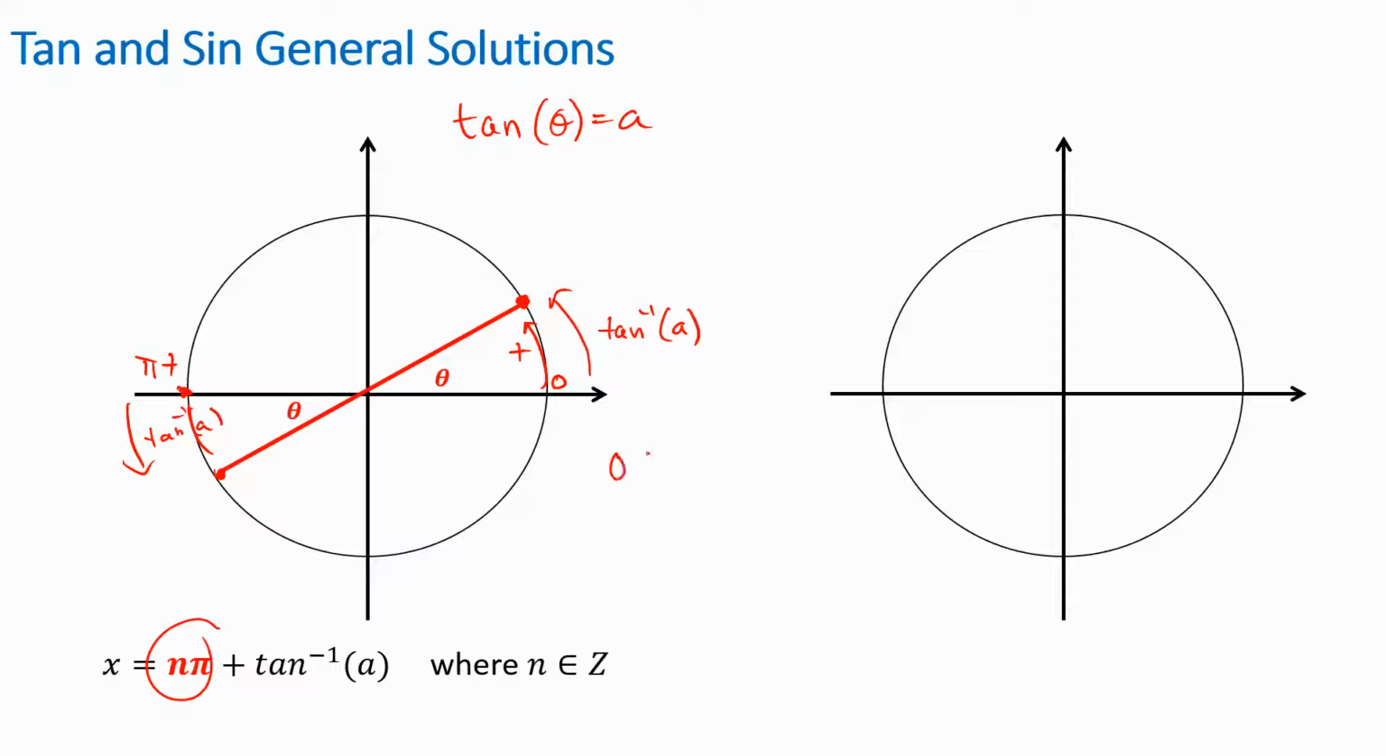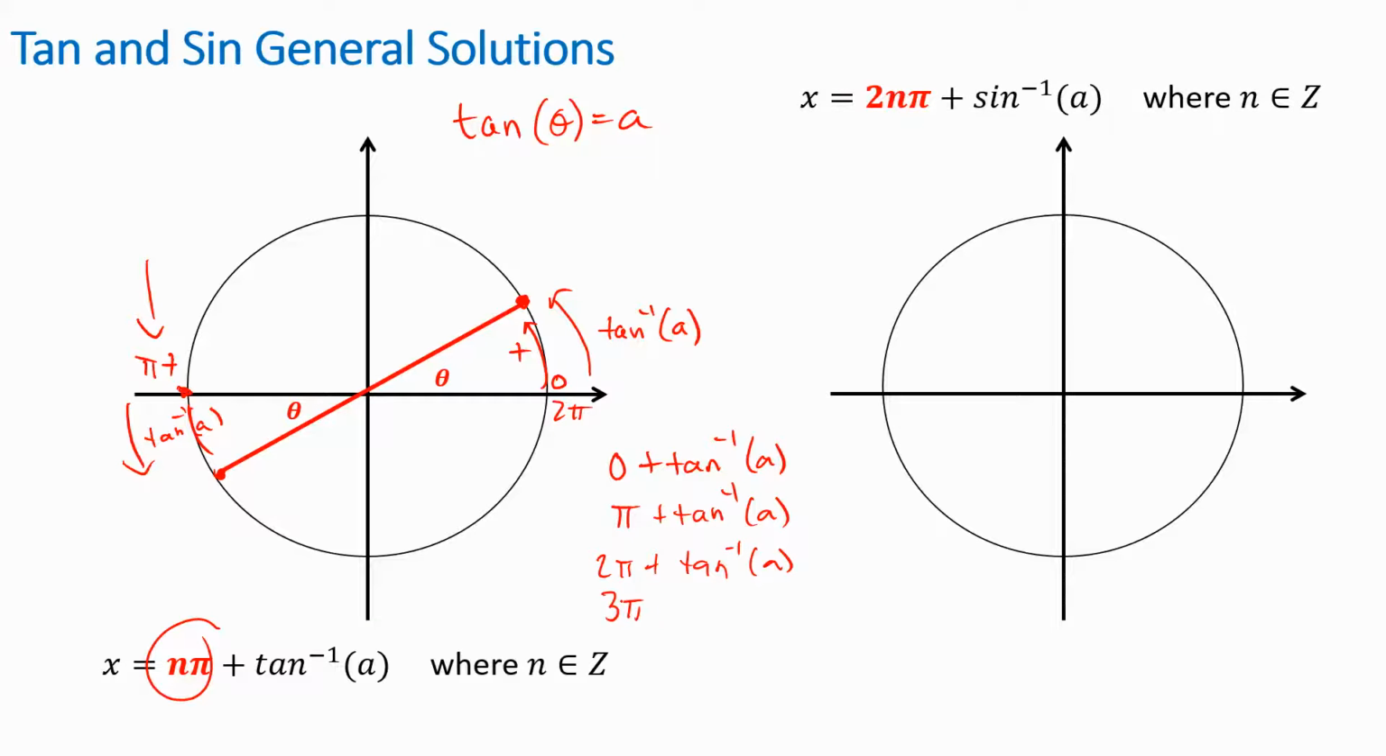Because if you're starting at 0, you're adding on tan inverse of A, or you're starting over here, and you're still doing pi plus tan inverse of A, or you're starting over here, which is 2 pi, and you still do 2 pi plus tan inverse of A, or you start at the other point, it's going to be 3 pi plus tan inverse of A. So what you can see is that to generalize this, it's all about generalizing here. You can either memorize the formula, or you can derive it logically. The only thing that's changing is not the plus, it's not the tan inverse of A. The only thing that's changing is 0, pi, 2 pi, 3 pi. And you can count that already: 0, 1, 2, 3, 4, which is why they wrote n pi. Those are your integers. That's why you'd say where n is an element of Z. Okay? And so all I'm doing is I'm using exactly the same theory as I'm doing for cosine.